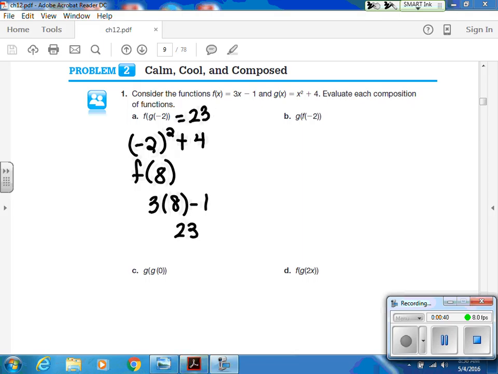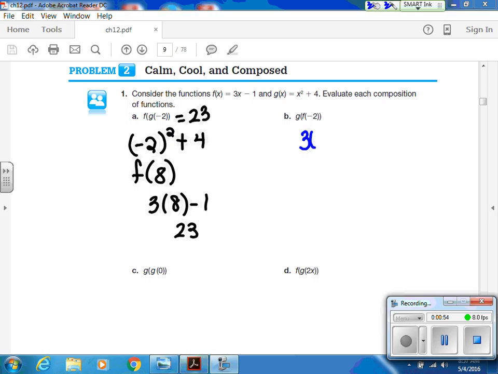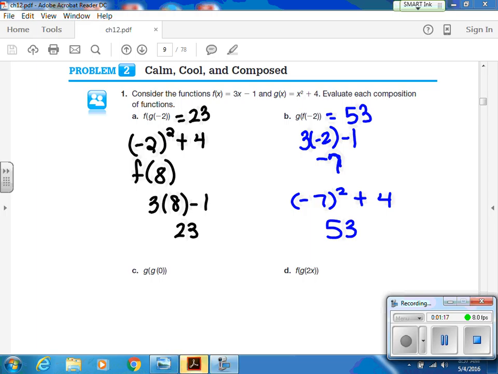Very good. Okay, now you try question B, which is just the opposite. So I start off with a negative 2 into f of x. So I have 3 times negative 2 minus 1, which is what? Negative 7. And then that goes into g. So I have negative 7 squared plus 4. What's that going to be? 53. Alright, I'm going to get 53 out of that.